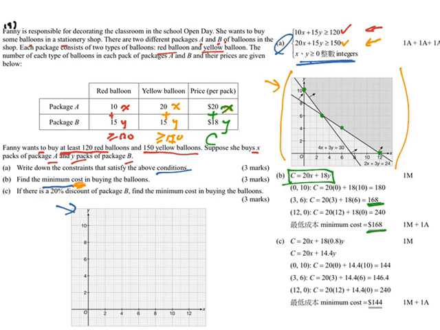And then next, part C. This time, there's a 20% discount on B. So that means 1 minus 20%, that means 0.8, so we need to times 0.8. So we can get this equation. Simplifying, we can get this. Same, we substitute these 4 points again. And then we can find that this one is the minimum. So we can get the minimum cost.